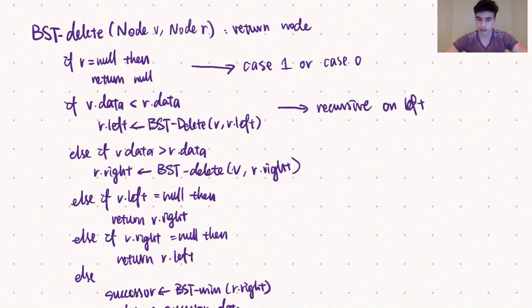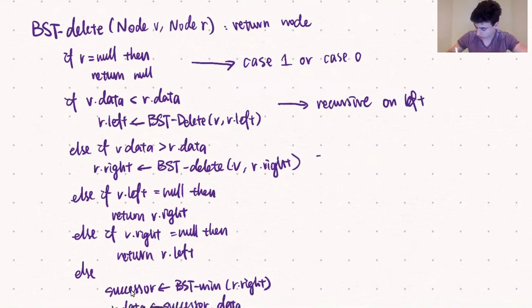Now, in the other case, if the data inside of our node is greater than the data inside of our root, we are going to set the right subtree of our current root to be the binary search tree deletion recursive call of our same node and the right of our current root.